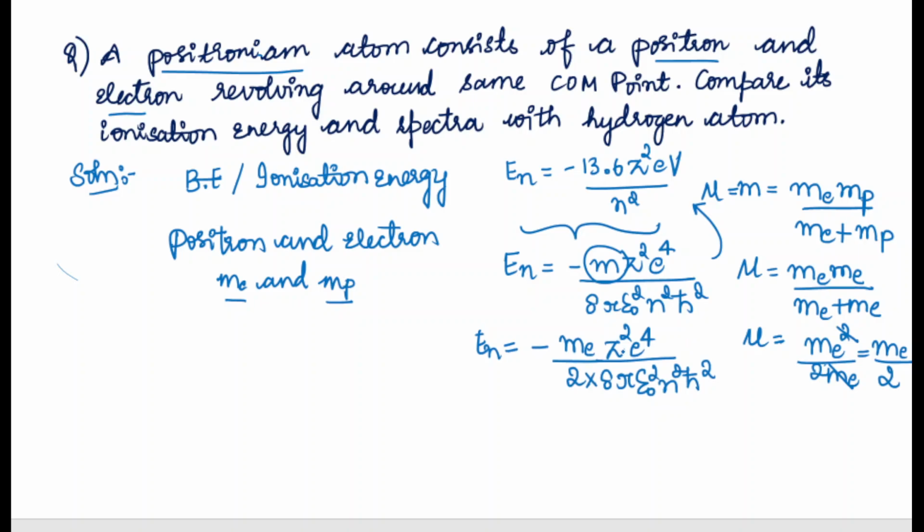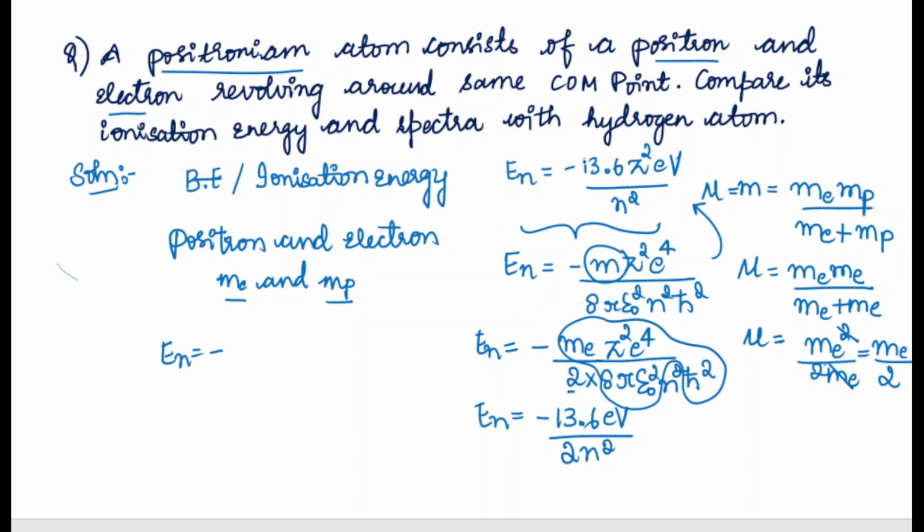Right. Now what we have here is me Z square e to the power of 4 over 8 pi epsilon naught square and h square, which for a hydrogen-like atom can be written as equal to minus 13.6 electron volt divided by n square. Here one more term is added, that is half, divided by 2. Okay, now compare its ionization energy and the spectra with hydrogen atom, they are saying. So I'm comparing the ionization energy. The ionization energy will be positive.